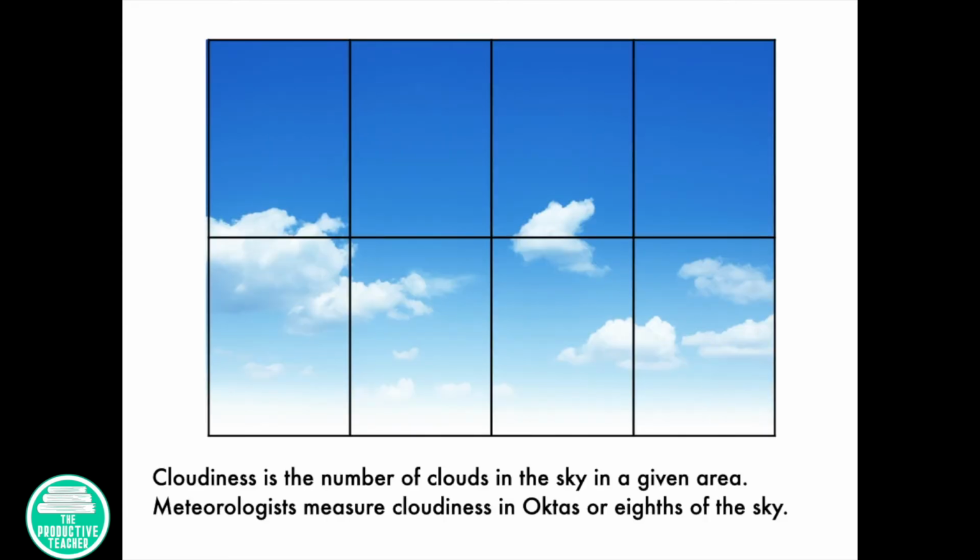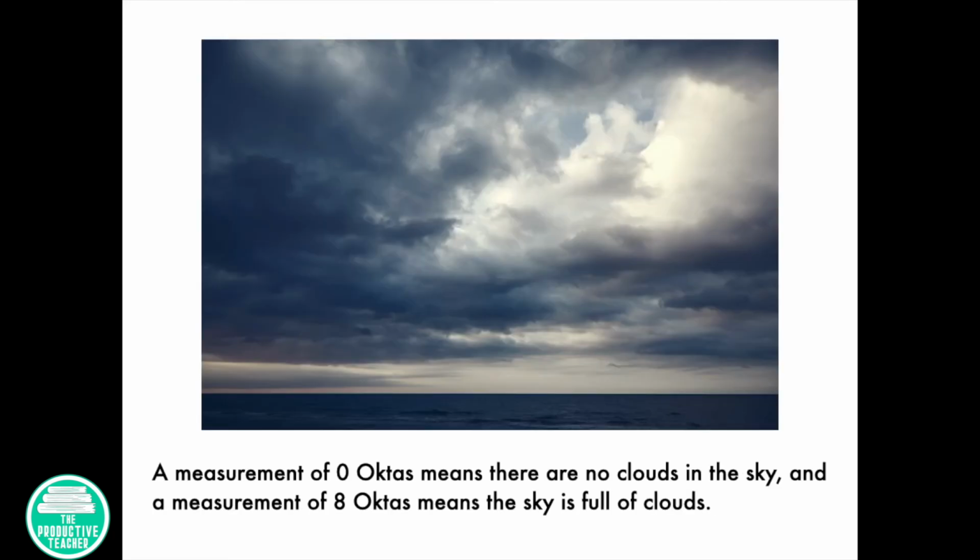Cloudiness is the number of clouds in the sky in a given area. Meteorologists measure cloudiness in octas, or eighths, of the sky. A measurement of 0 octas means there are no clouds in the sky, and a measurement of 8 octas means the sky is full of clouds.